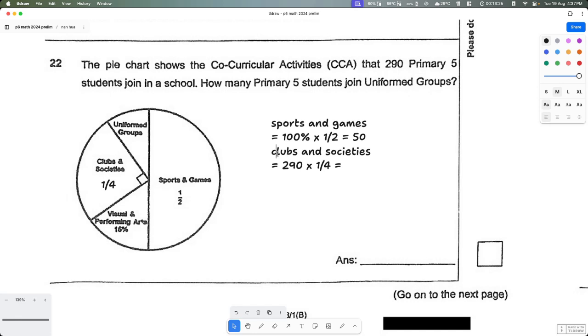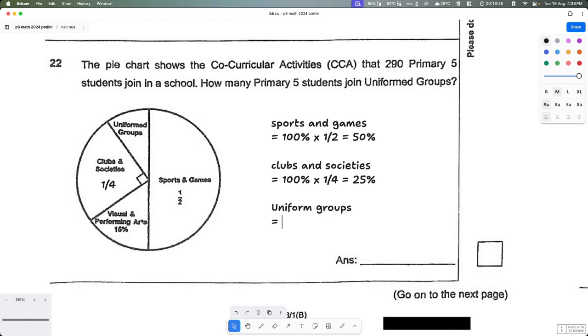And then clubs and society, 100% times one quarter. So this 50% is equal to 25%, which is much easier to work with. So UG, uniform groups, right? It's a bit weird that they put one quarter, but that's fine. So uniform group percentage is equal to 100 minus 50 minus 25 minus, so this is 15 instead of 16, right? 15%. Okay, let me just put here 15%.